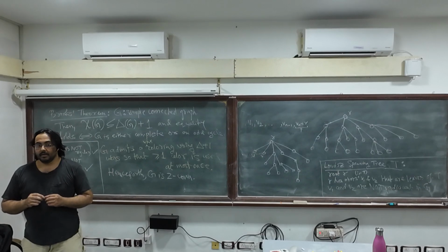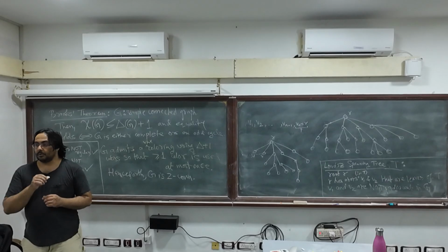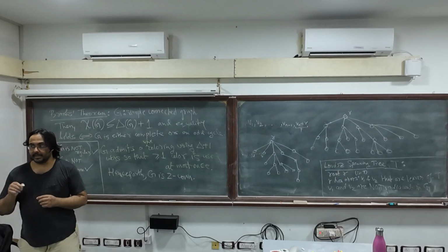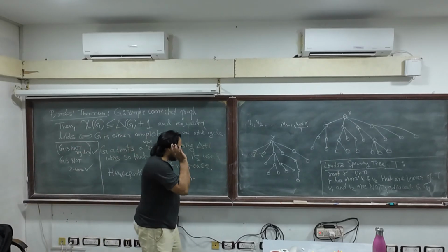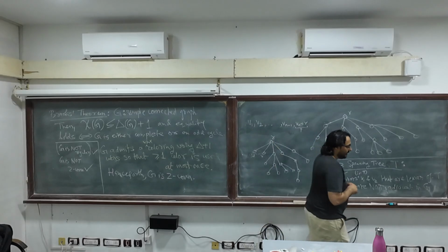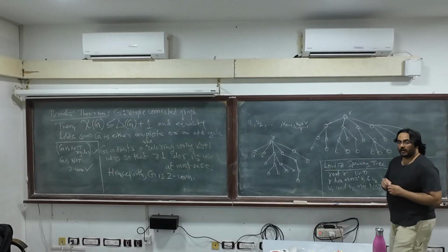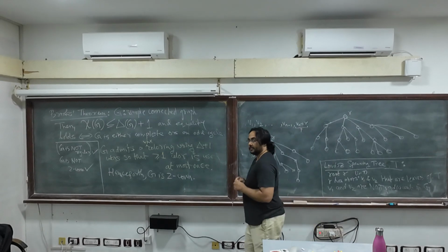Convince yourself quickly by a few examples that complete graphs do not have such a spanning tree, and odd cycles do not have such a spanning tree. Nor do even cycles, I believe. I think even cycles also don't have such a spanning tree. Please check. But even cycles, I think, is delta colored. So that's okay. Have you convinced yourself? Complete graphs do not have such a spanning tree, and cycles also don't have such a spanning tree.